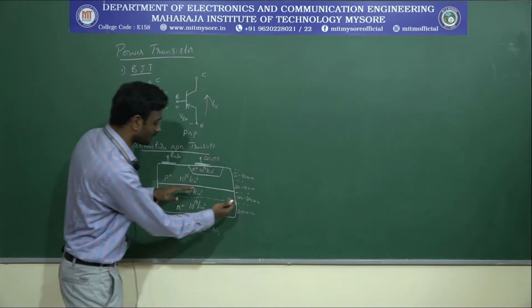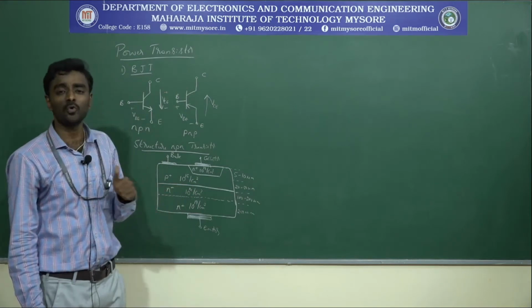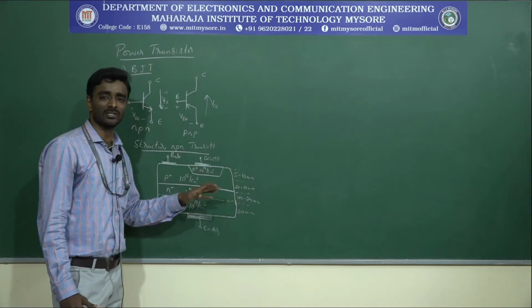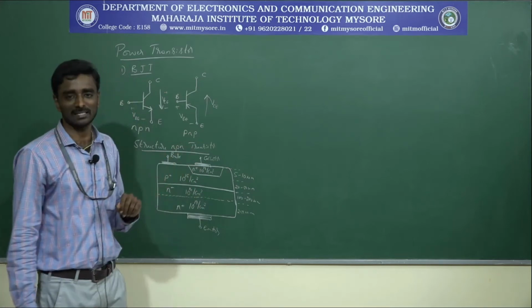So based on the selection of the thickness of the N minus layer, that is, the collector drift region, you can select an appropriate thickness. Based on that, the breakdown voltage of your NPN transistor can be decided.